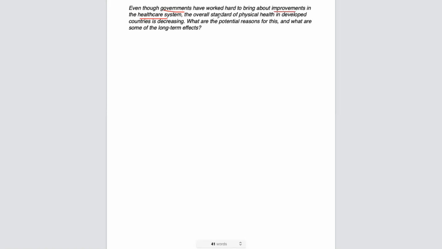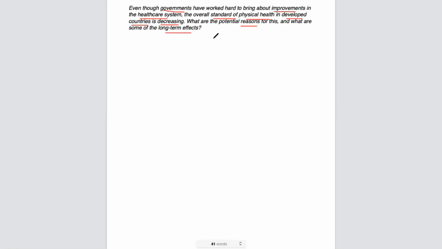The overall standard of physical health, this is important because we're not talking about mental health or anything else. We're talking about physical health in developed countries. So we're not talking about third world countries, but we're very specific with developed countries. Is decreasing. And of course, you want to underline decreasing. What are the potential reasons for this? And what are some of the long-term effects?